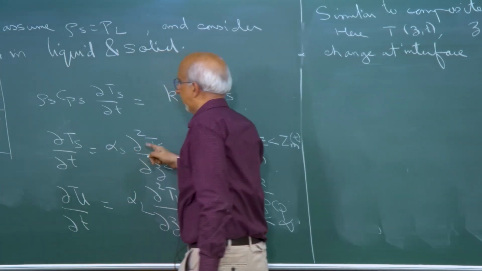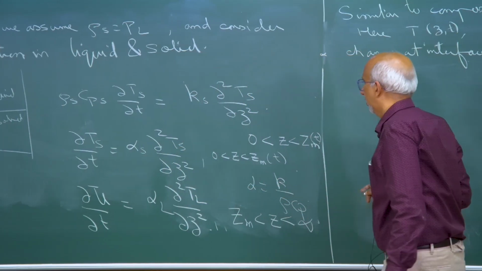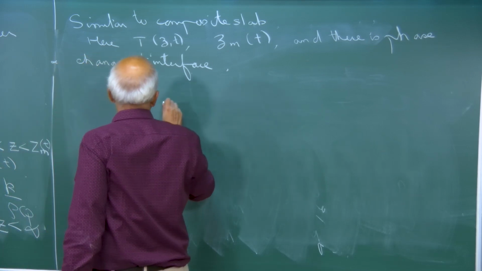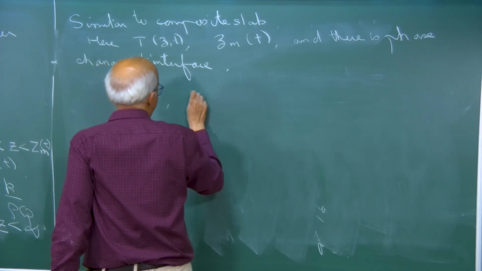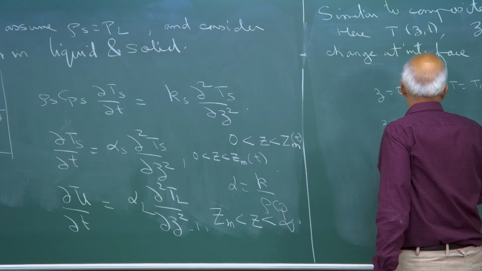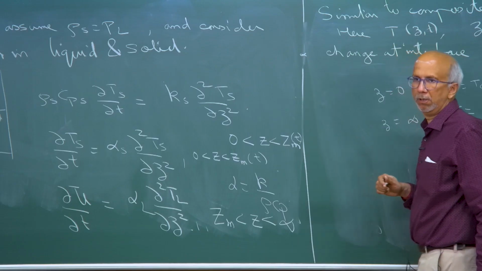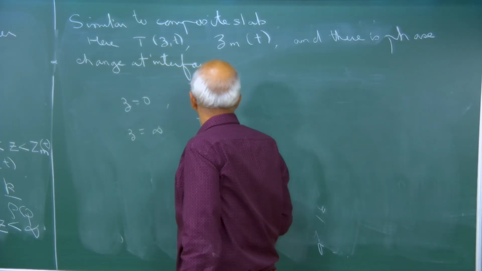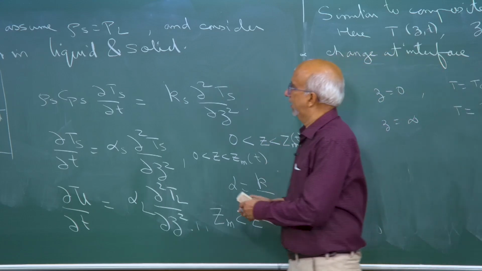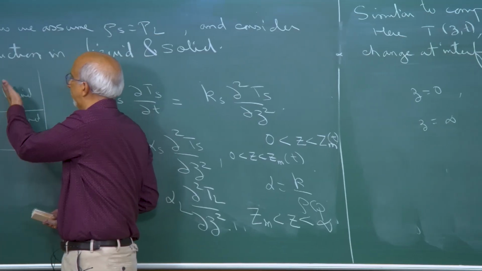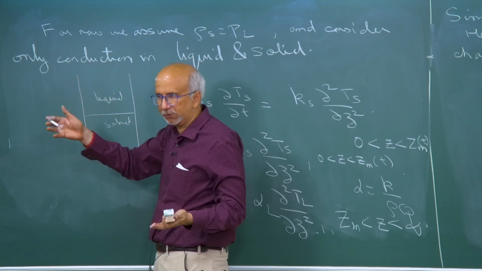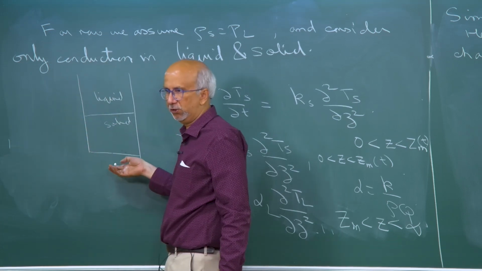So, what are the boundary conditions I need to impose for solving this? At z equal to 0, temperature is equal to T0. At z equal to infinity, temperature equals T1, because initially this liquid is at temperature T1. By the time this heat transfer takes place, far away is still going to be T1, whatever the initial temperature of the liquid was. Here I made it suddenly T0, it remains at T0.